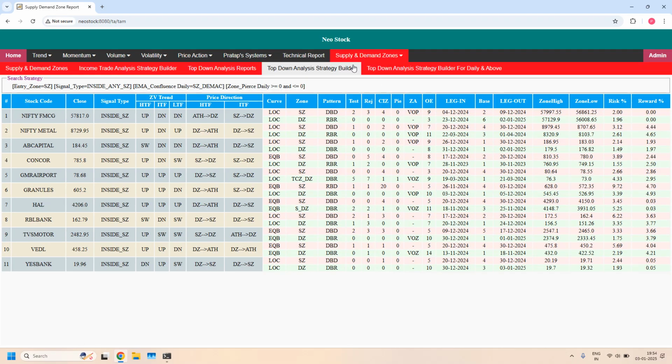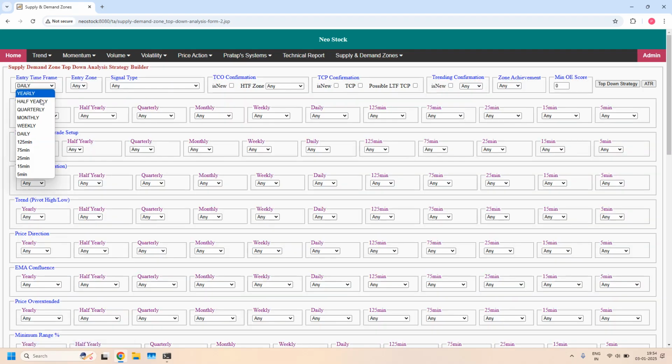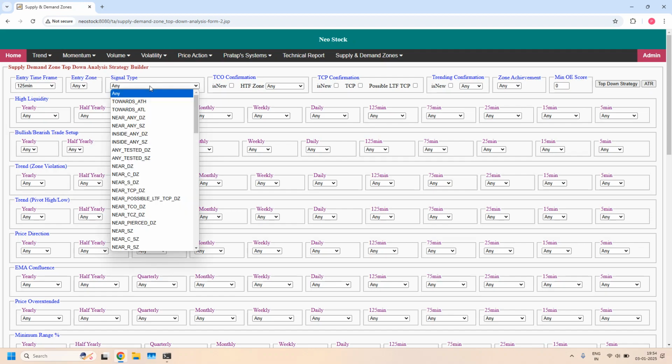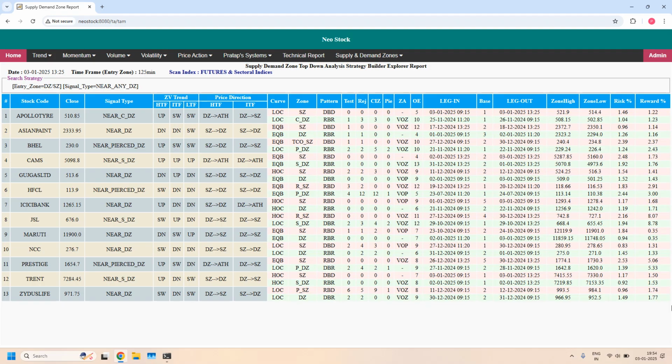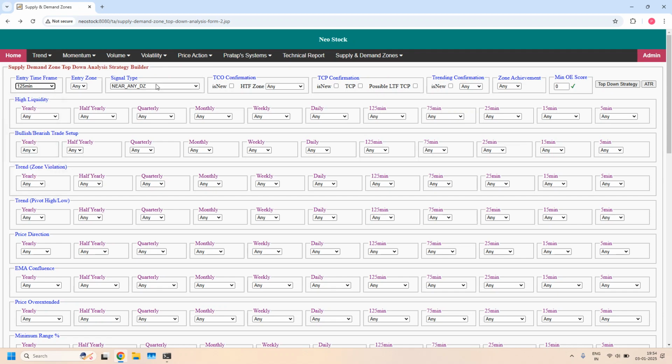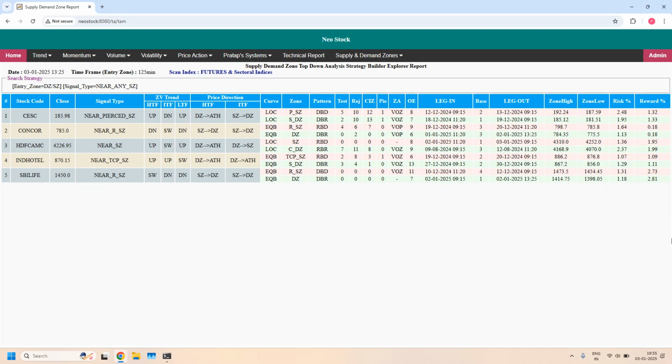Next time frame is 125 minutes. Stocks near 125 minutes demand zone. 13 stocks are filtered. Okay, next 125 minutes time frame. Stocks near 125 minutes supply zone. 5 stocks are filtered.